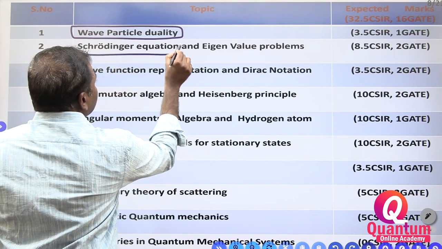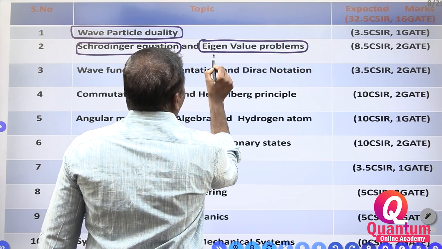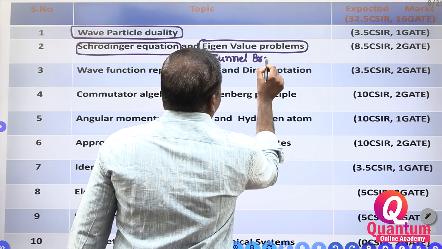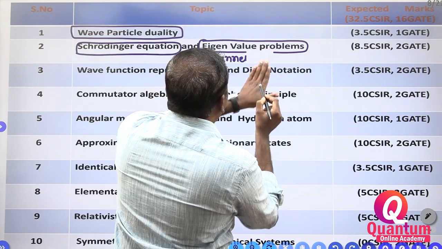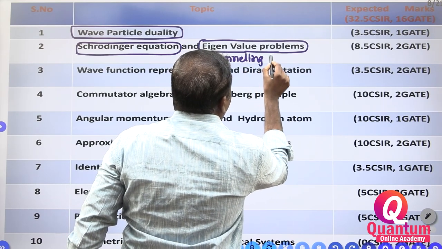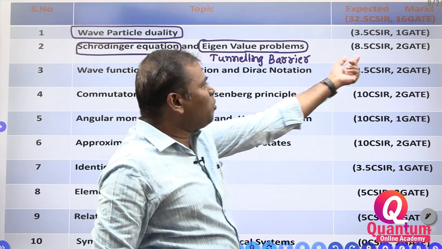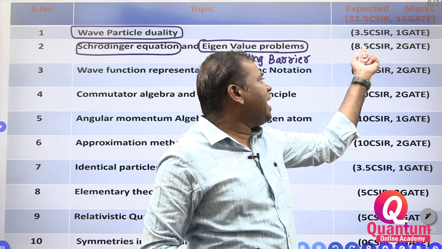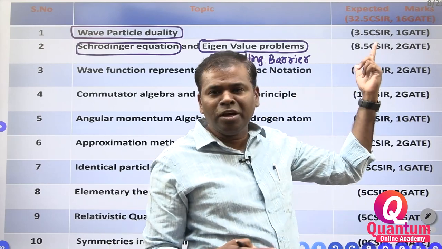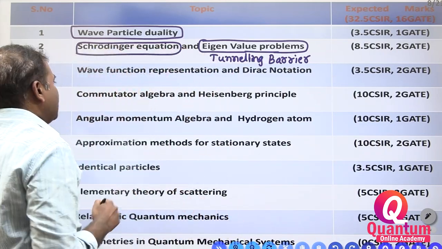Schrodinger equations and eigenvalue problem, and tunneling through the barrier also you have to learn from here only. How many questions may you get? 8.5 marks: one long question of 1.5 marks, one 3.5 marks question you get in CSIR, and a 2 marks question you get in the GATE syllabus.